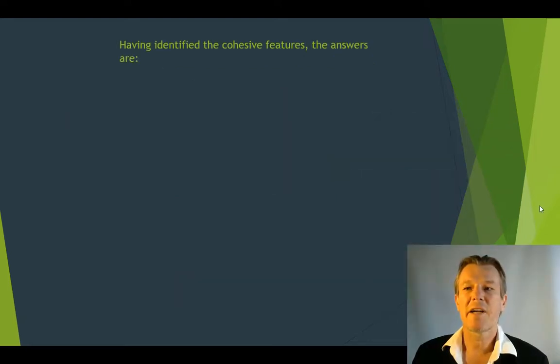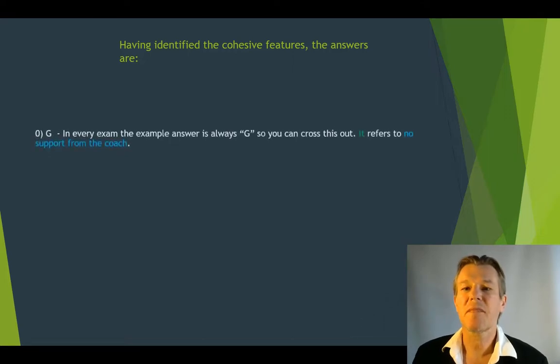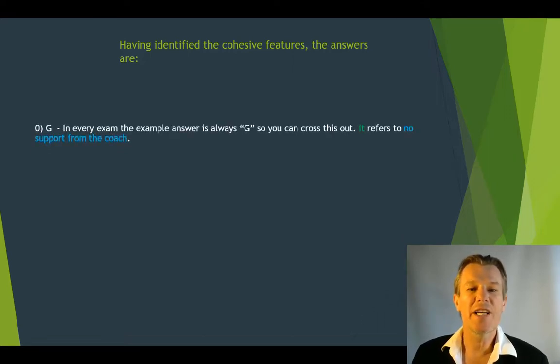So having identified the cohesive features in the options A to G, as well as in the sentences in the text, these sentences being before the gap and after the gap, we can now look at the answers. So the example is always G in the exam. So you can cross this out straight away. It is not needed. However, I've just shown you as a warm-up how G fits in, because in option G, we have a pronoun, and it here refers to no support from the coach. But as I said before, always cross this out. It is not needed for the exam.